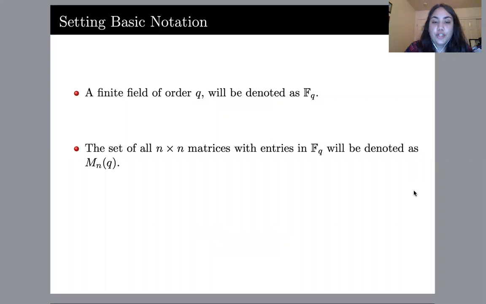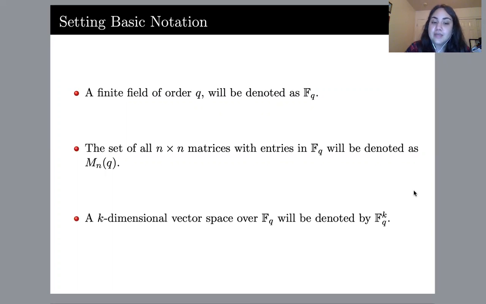We will begin by setting some basic notations. A finite field of order q will be denoted as F_q. The set of all n by n matrices with entries in my finite field will be denoted as M_n(F_q). And a k-dimensional vector space over F_q will be denoted by F_q^k.